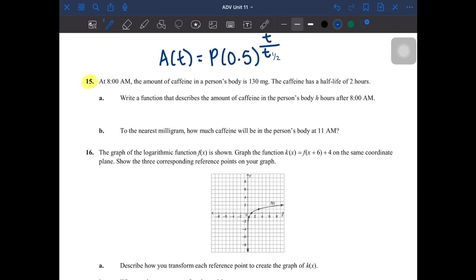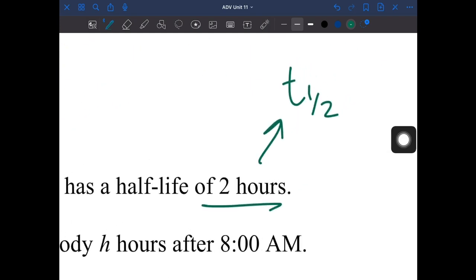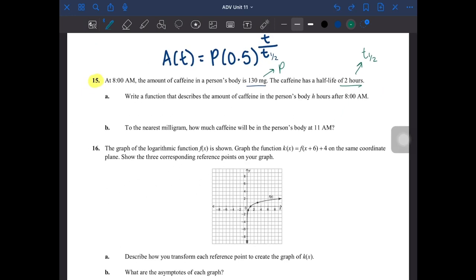So it says at 8 a.m., the amount of caffeine in a person's body is 130 milligrams. This right here is going to be our P, because that's the starting amount. The caffeine has a half-life of 2 hours. The 2 hours is going to be our 2 subscript 1/2. This just means the half-life of that chemical. That's all that subscript means. So it says, write a function that describes the amount of caffeine in a person's body h hours after 8 a.m. So we're going to come over here, and we have our A to the h because it's asking us for h. We know our principal is going to be 130.